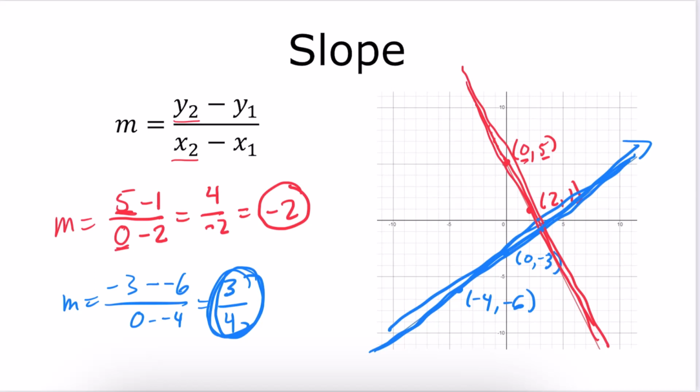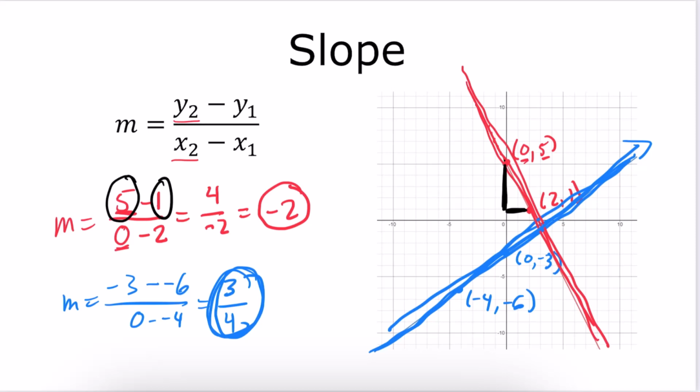And the reason why this formula works is because when you do 5 minus 1 here, essentially that 4 that you get is the vertical distance between these 2 points. And then when you do 0 minus 2, you're finding the horizontal distance. That's what those parts of the slope formula are telling you. And when you divide those two distances, it will give you a unique ratio of how much you're going down, or up, compared to how much you're going left or right.